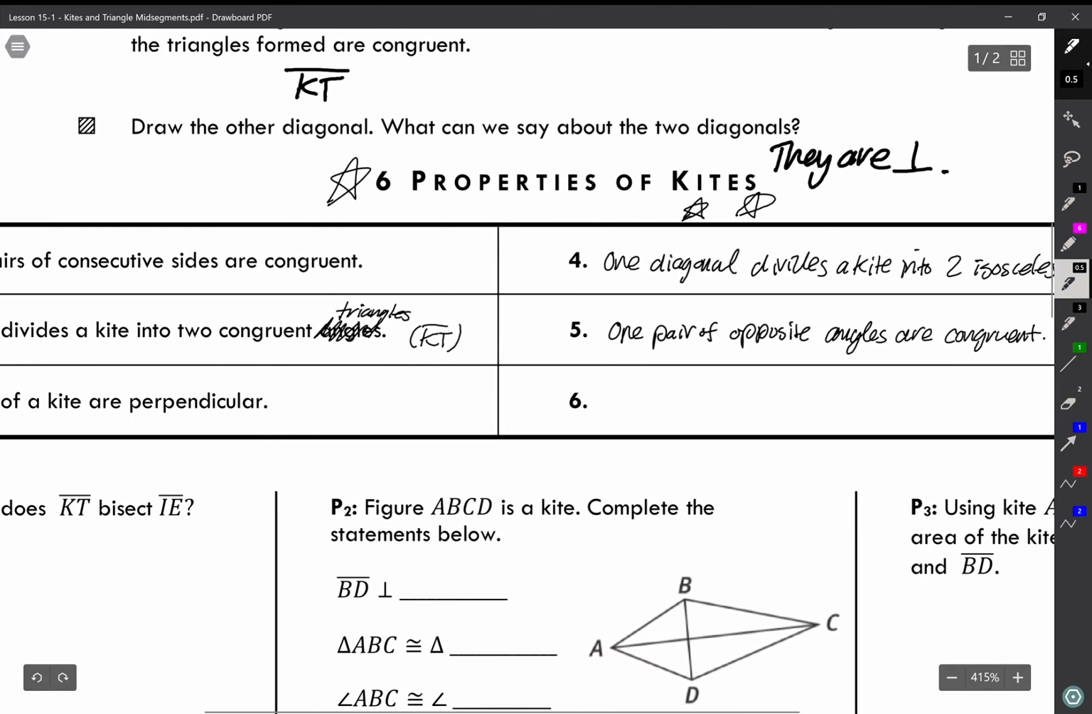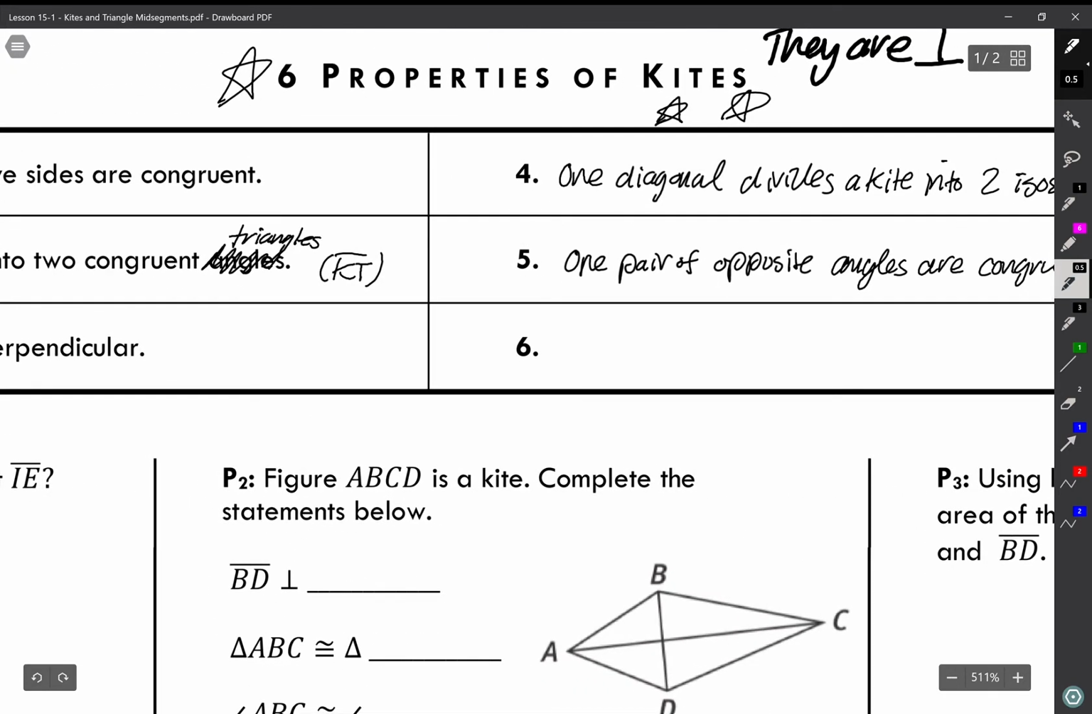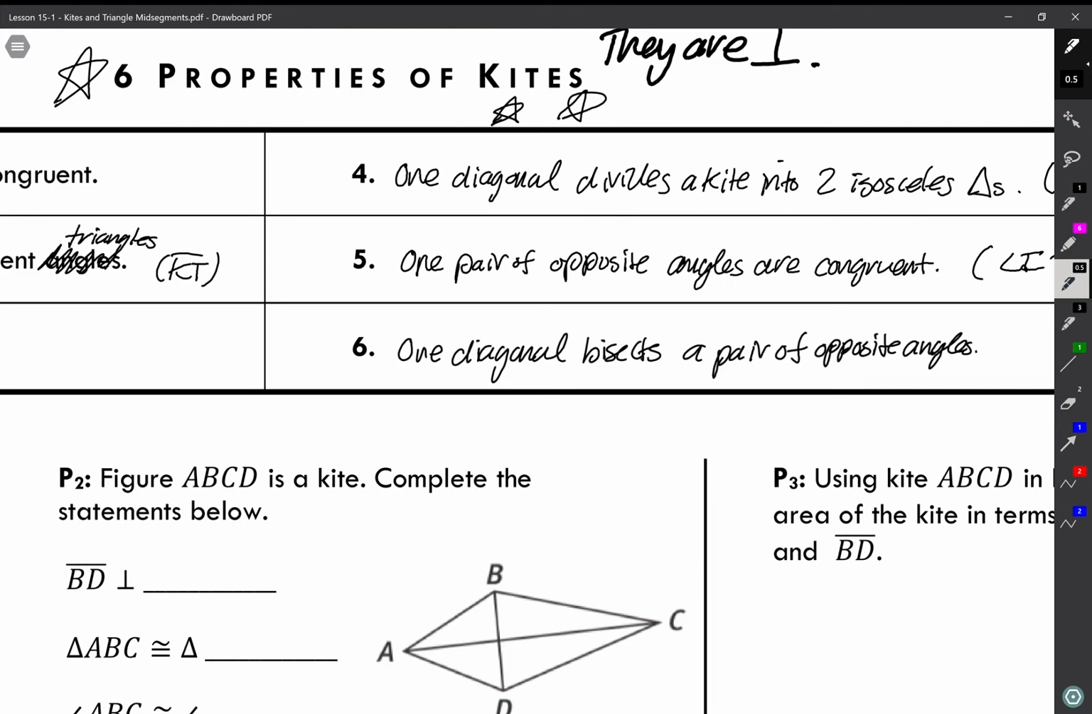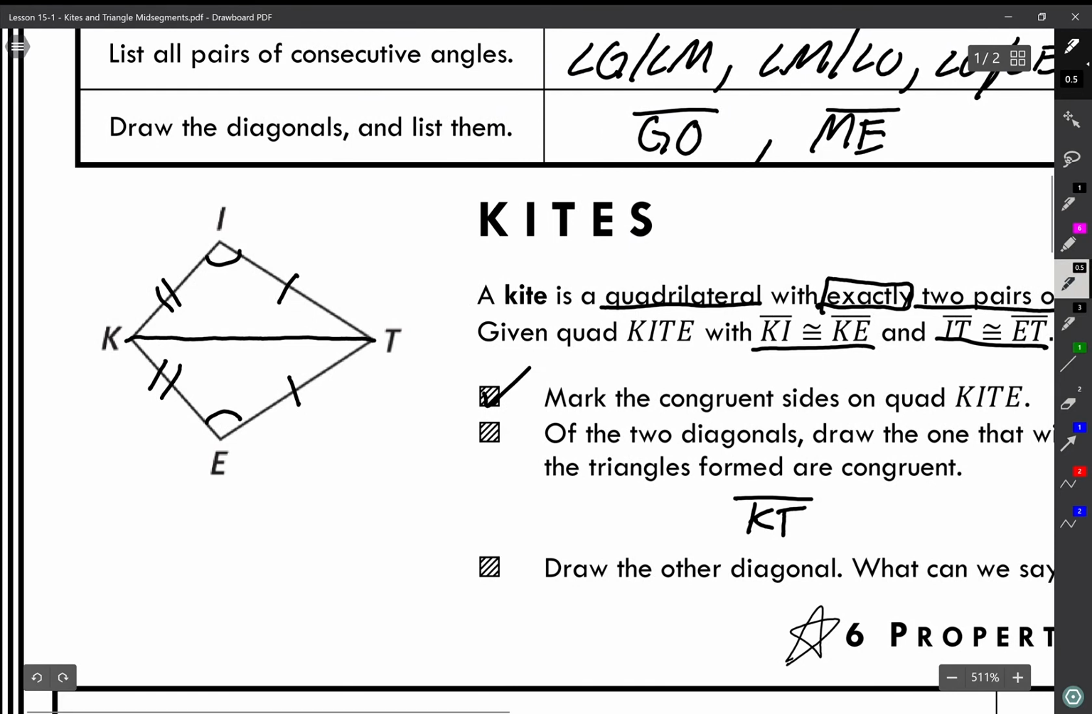All right, our last property is one diagonal bisects a pair of opposite angles. We remember bisects means to split directly down the middle into two equal parts, okay? So let's look at what diagonal is going to do this.